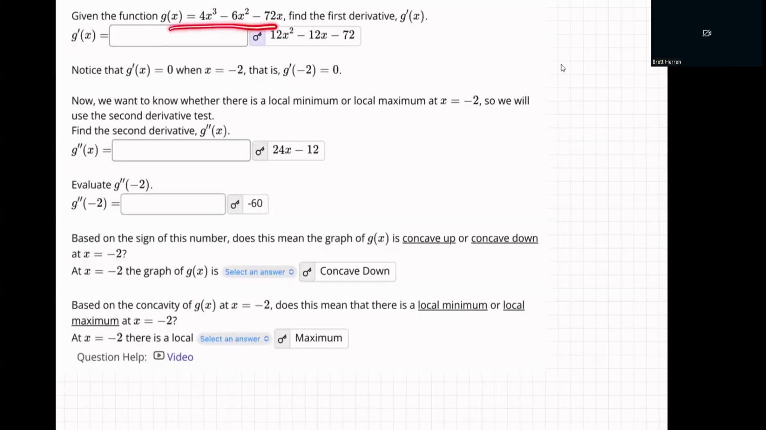This question gives us a function, g of x. It says find the first derivative. So that's easy enough, right?